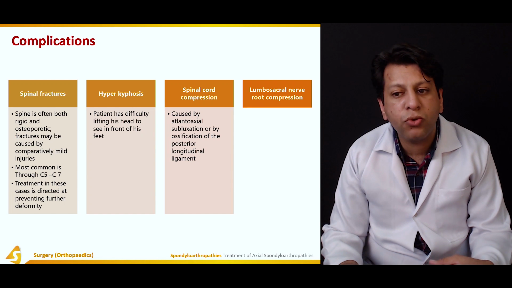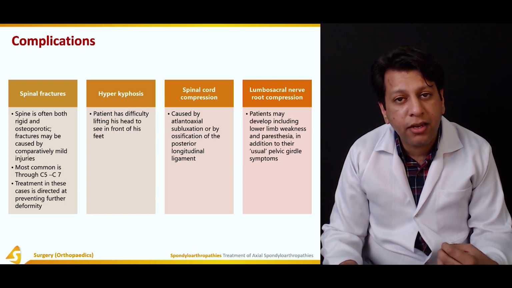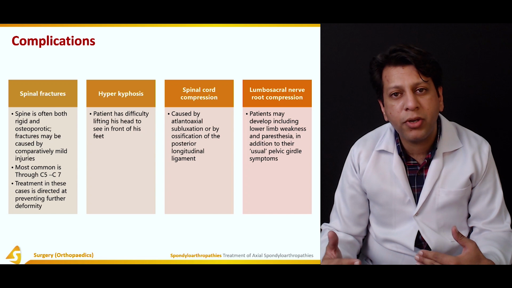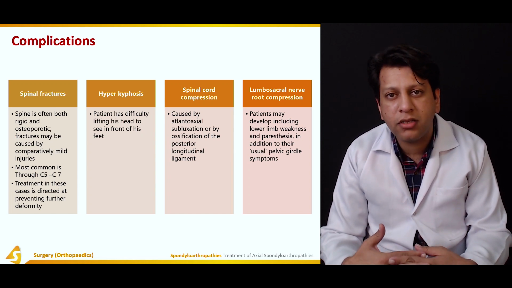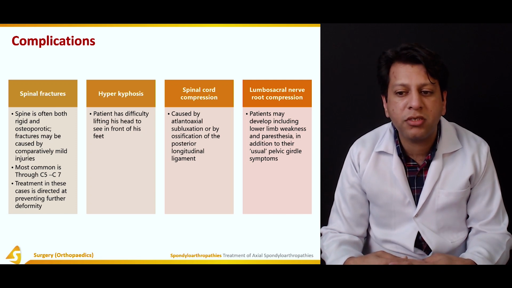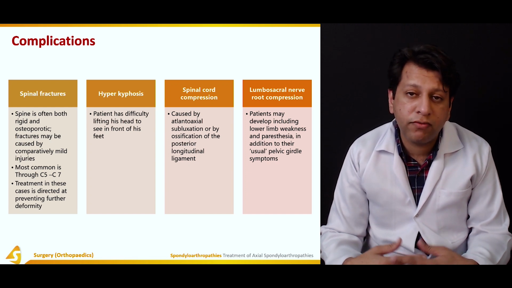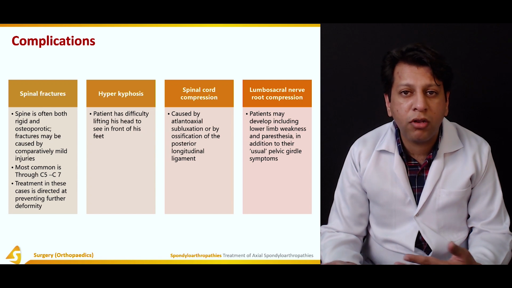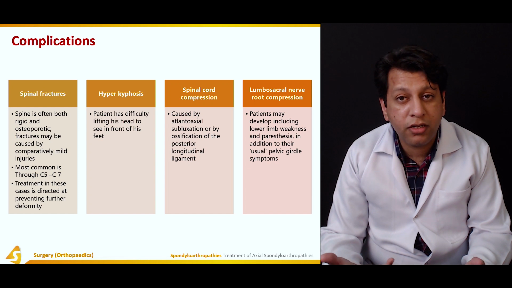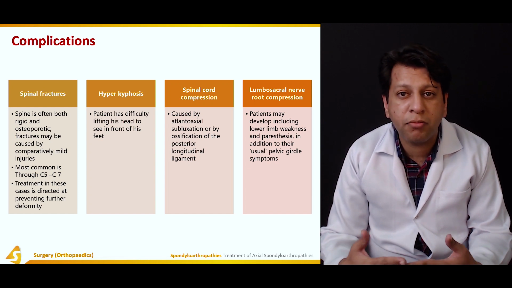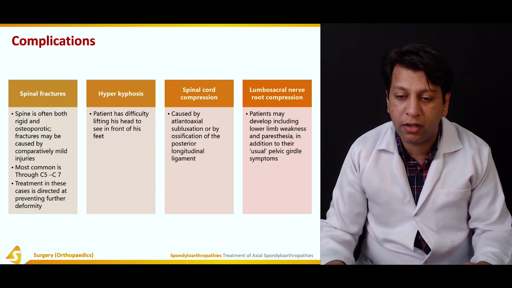And last is lumbosacral nerve root compression. Usually the most commonly affected areas are the cervical spine and the lumbar spine. Once the lumbar spine gets involved, patients may develop lower limb weakness and paresthesias, in addition to their usual pelvic girdle symptoms. Usually bowel and bladder function is spared, because that is at the sacral level. Mainly it is the lower motor neurons and the lumbar femoral plexus which are affected most of the time.